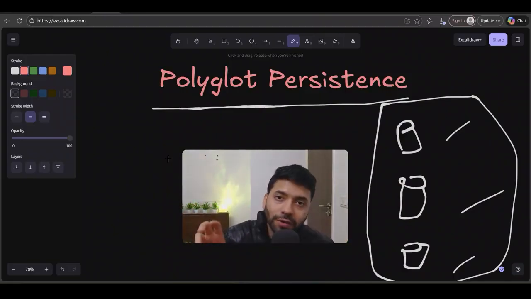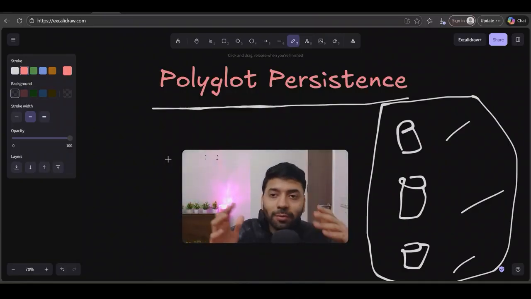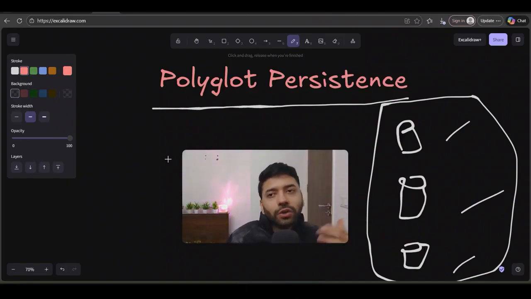And based on all of the features, there can be a case that a single database is not able to fulfill the requirements of all the features, correct? So in that case, we will choose the database specific to the feature, correct?